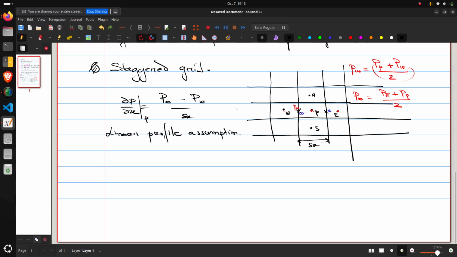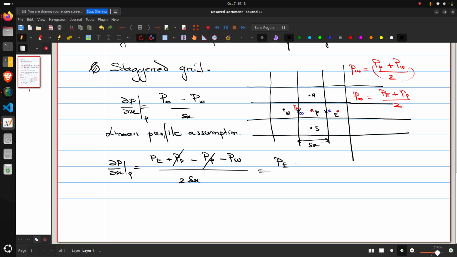Now if we substitute these values in the gradient equation, we'll see it comes out to be p capital E plus p capital P minus p capital P minus p capital W. The p capital P terms will get cut, and we have 2 delta x. So it comes out to be p capital E minus p capital W by 2 delta x. This is the gradient in terms of the values that we actually know. Because by convention, till now we were storing the values of the dependent variables at the cell centers and not the cell faces. That's why we took an average of the neighboring cell center values to obtain the face center values.